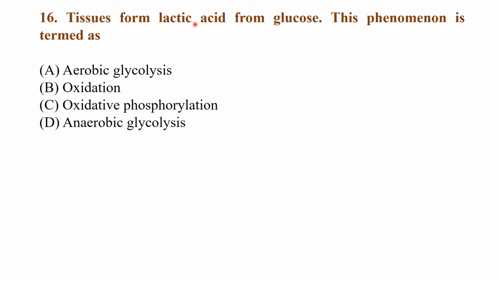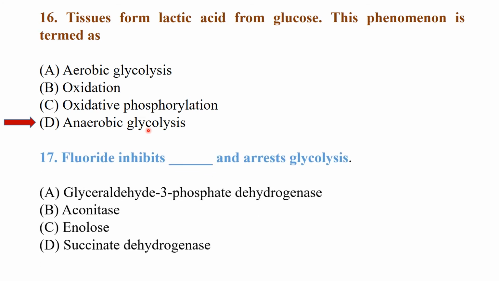Tissues form lactic acid from glucose. This phenomenon is termed anaerobic glycolysis. When tissue forms lactic acid from glucose, it is known as anaerobic glycolysis. Fluoride inhibits and arrests glycolysis. So, enolase. Fluoride inhibits enolase and arrests glycolysis.